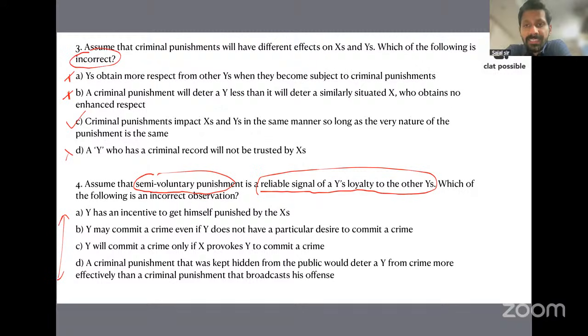Why does Y have an incentive to get himself punished by the X's? Yes, there is an incentive, right? He will appear more loyal to the group. So it is consistent, right? It is not incorrect.